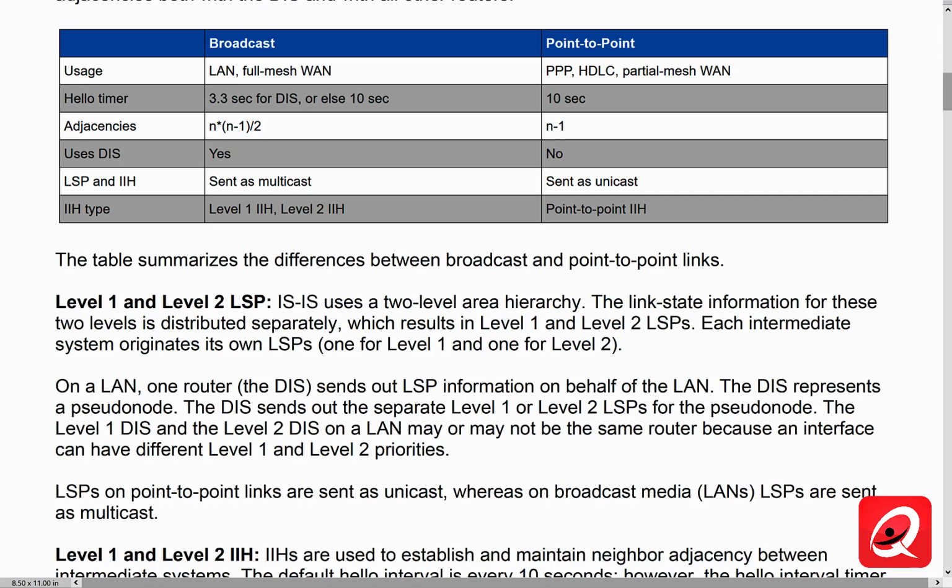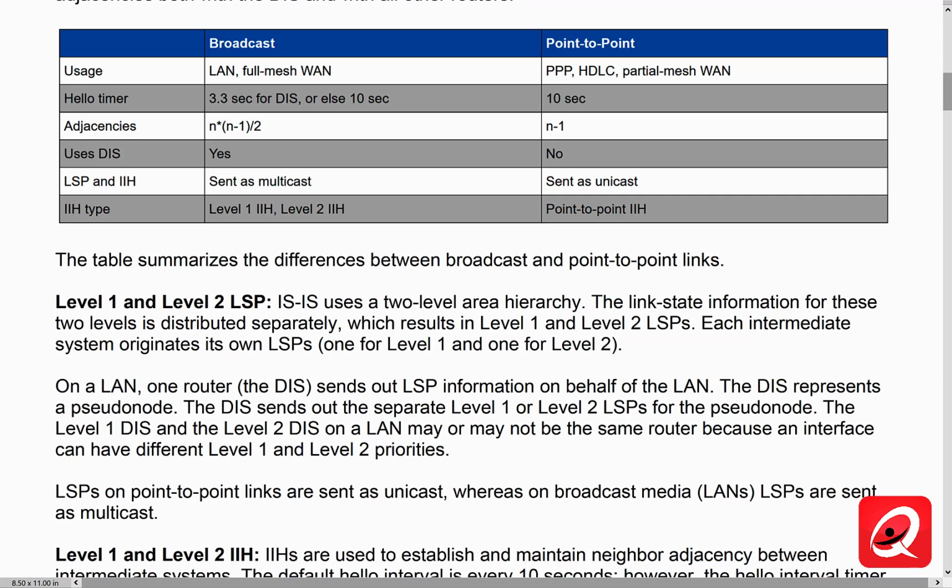The DIS, as we mentioned, sends out that LSP information on behalf of the whole network. It creates and manages that pseudo node representation. And we send out separate level 1 and level 2 LSPs for the pseudo node. The level 1 DIS and the level 2 DIS on the LAN may or may not be the same router, as I mentioned before.